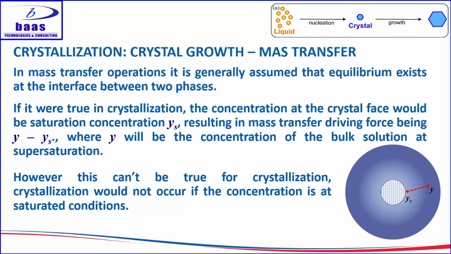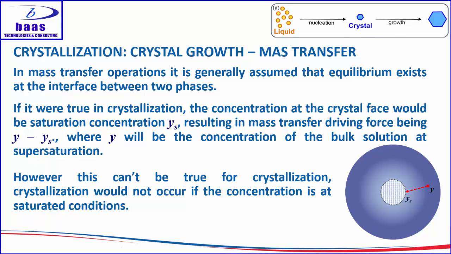From mass transfer theory, it is generally assumed that equilibrium exists at the interface of the two phases, which is at the face of the crystal. If it were true in crystallization, this would mean that the concentration at the crystal face would be the saturation concentration Ys, resulting in the mass transfer driving force being Y minus Ys, where Y is the concentration of the bulk solution, which is the concentration of the supersaturated solution.